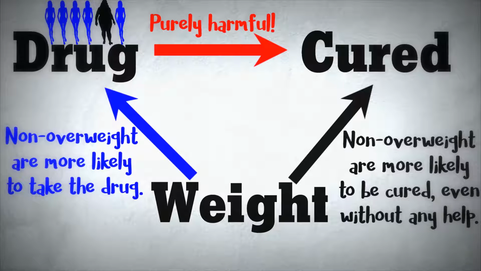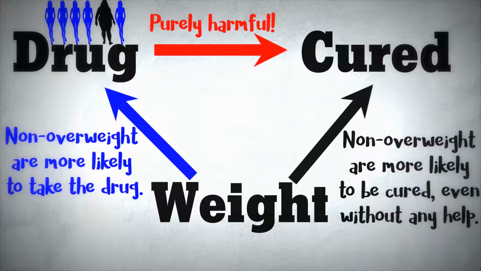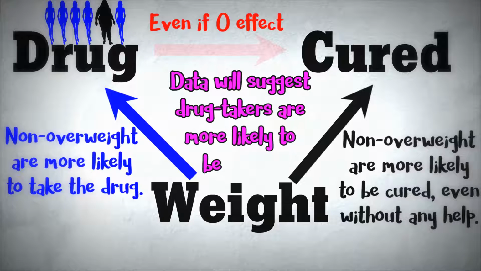Altogether, it so happens that most drug takers are non-overweight. But non-overweight folks are also more likely to be cured, even without any help. And so, even if the drug has zero effect, the data will suggest that drug takers are more likely to be cured. This is what statisticians call a spurious correlation.